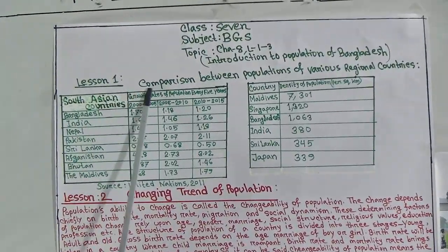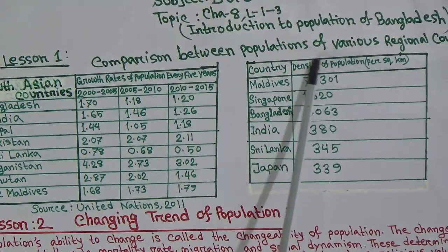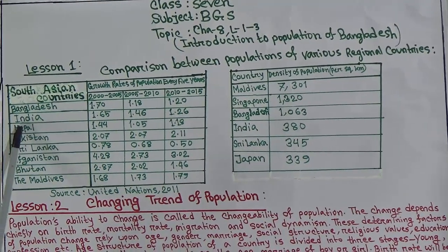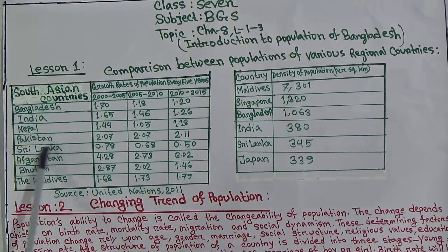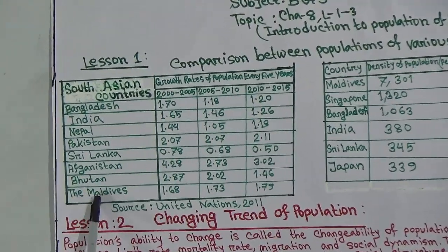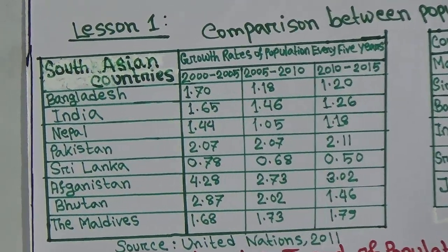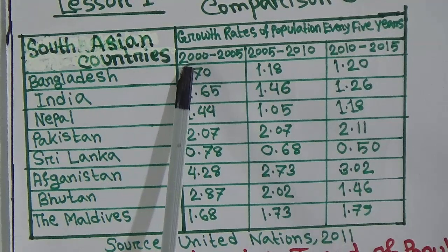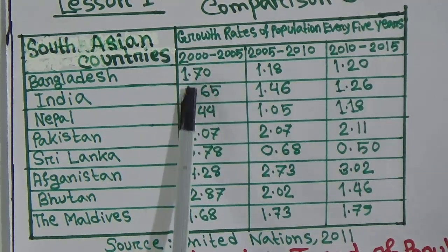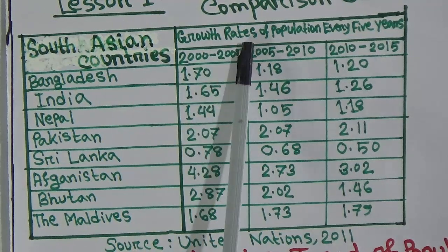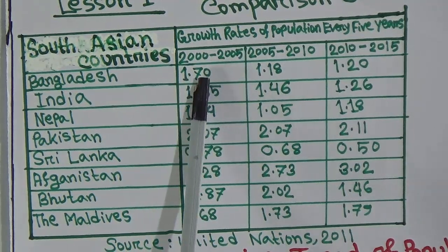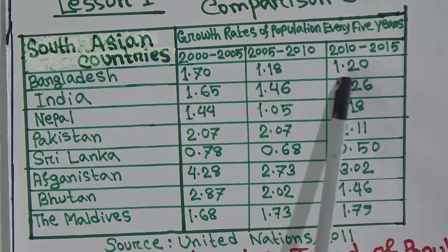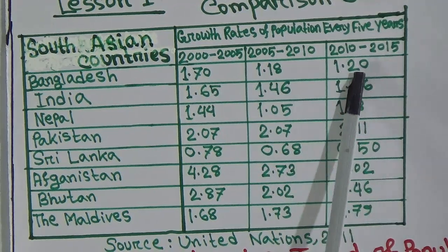In the first lesson, it has been discussed about comparison between the population of various regional countries. What are the regional countries? Bangladesh, India, Nepal, Pakistan, Sri Lanka, Afghanistan, Bhutan, the Maldives. This statistics has been taken by the United Nations in 2011. You can see here from 2000 to 2005, in these 5 years, the growth rate of Bangladesh was 1.70. In the next 5 years, it's 1.18. And in the next 5 years up to 2015, it was 1.20.